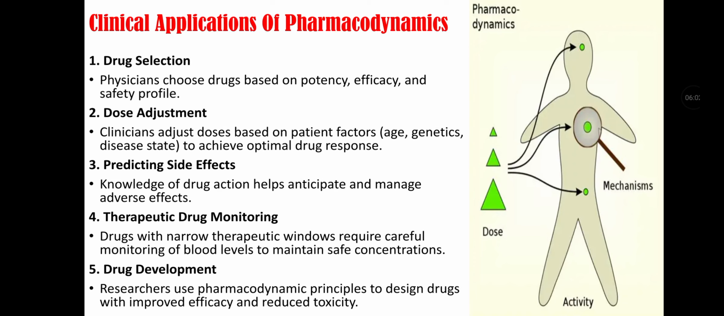Clinical applications of pharmacodynamics include drug selection, as physicians choose drugs based on potency, efficacy, and safety profile. Second is dose adjustment, as clinicians adjust dose based on patient factors like age, genetics, and disease state to achieve optimal drug response. Third is predicting side effects, as knowledge of drug action helps anticipate and manage adverse effects.